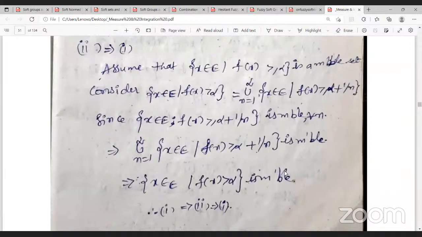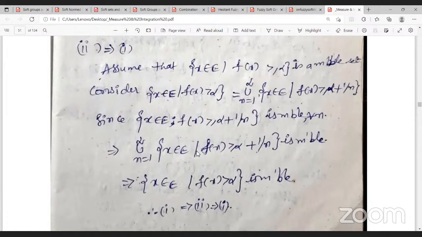And we know that a countable union of measurable sets is again measurable. Therefore, the union over n equal to 1 to infinity of the sets x belongs to E, f of x greater than or equal to alpha plus 1 by n is measurable.